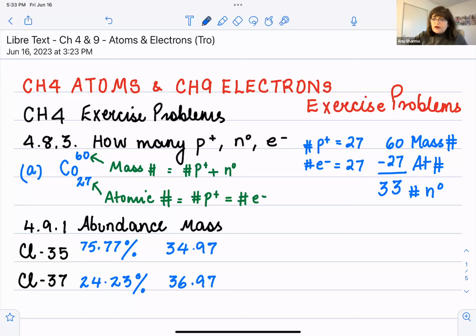Next, the next question is finding the abundance, okay? So abundance is basically finding the average mass of the isotopes. So just give me 1 minute here.